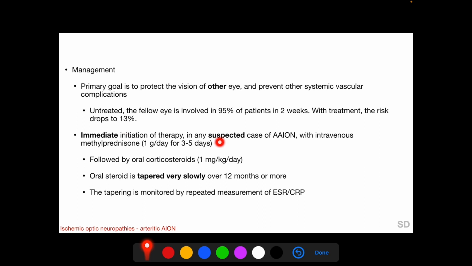So whenever we suspect AION, we should immediately start therapy with intravenous methylprednisolone, 1 gram per day for 3 to 5 days, and this should be followed by oral corticosteroids. The oral steroid therapy should be tapered very slowly over 1 year or more, and this tapering should be monitored by repeated measurement of ESR and CRP. So during the tapering period, if the ESR and CRP is found to be rising, then the steroid therapy should also be increased in dosage.